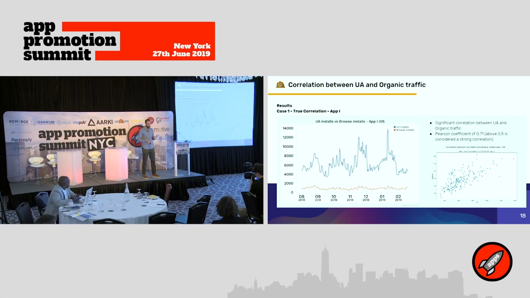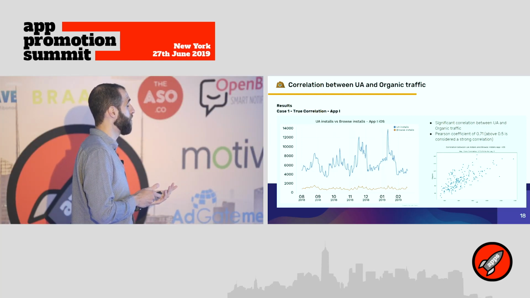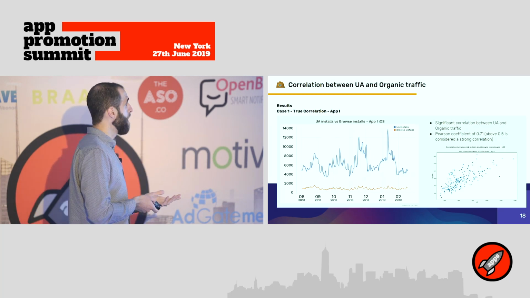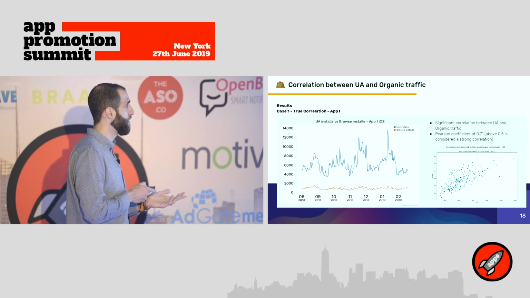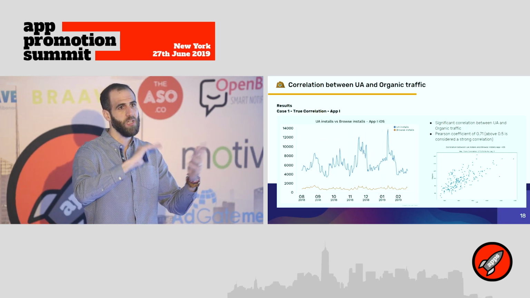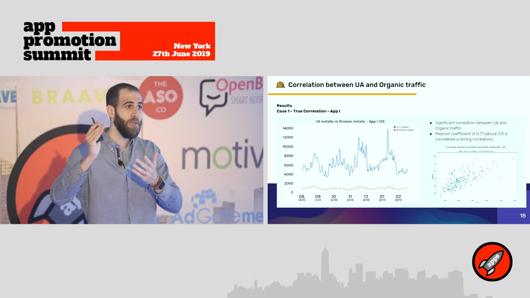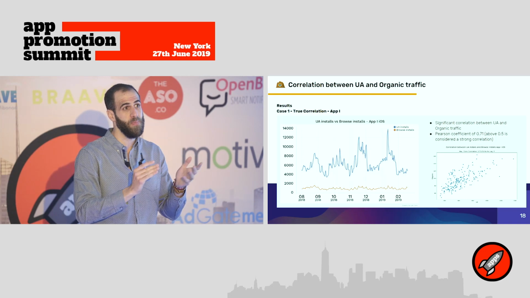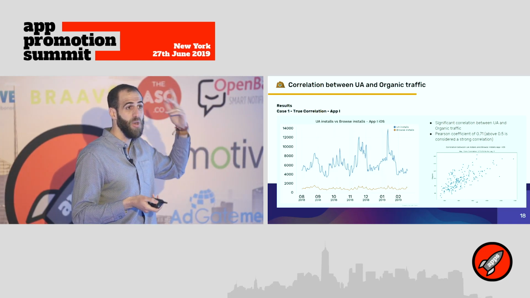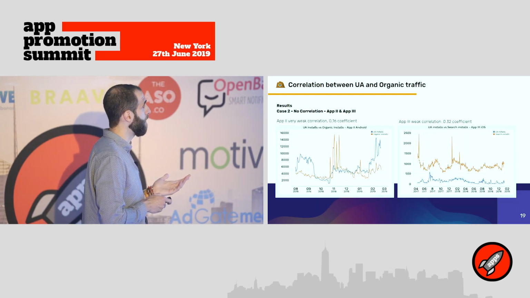And the truth is that for the first app that we analyzed, sure, there was a big correlation between paid traffic and organic traffic. We, by the way, apply a Pearson coefficient, which is a clever way to state from -1 to +1 what the correlation is like. The closer it gets to +1, the higher it is. If it goes below 0.5, it means that it's a weak correlation. So the first one, we saw a pretty significant correlation, 0.71. But the other 2 apps that we analyzed, there was no correlation whatsoever.